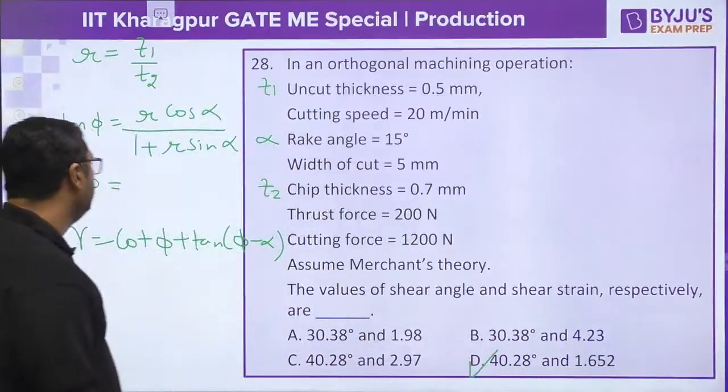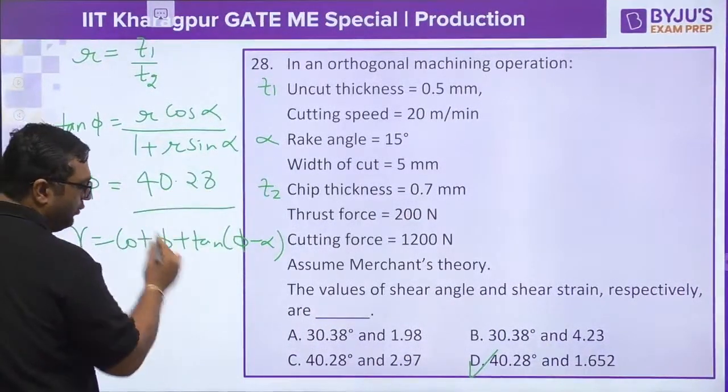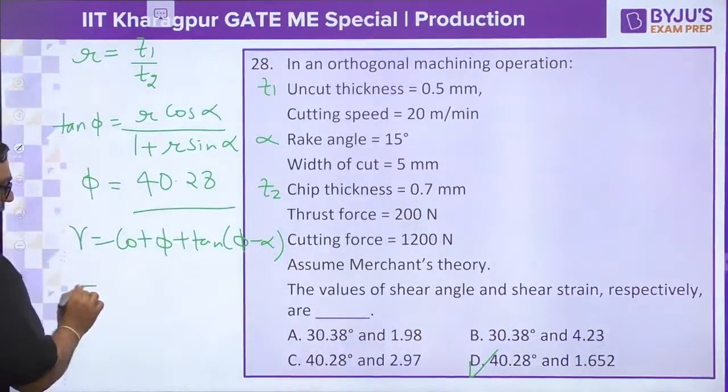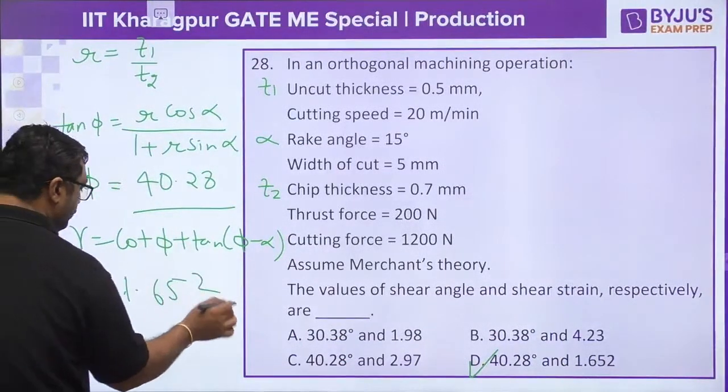40.28 you will get here. Some students just by finding out this have ticked C. This also you need to calculate. It will be coming out to be 1.652.